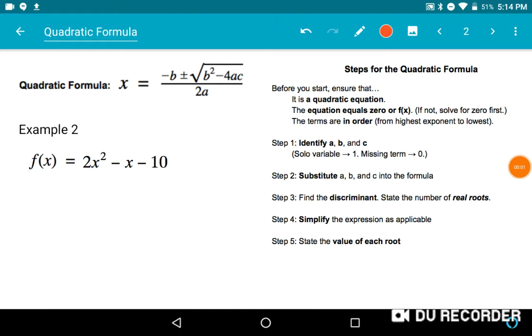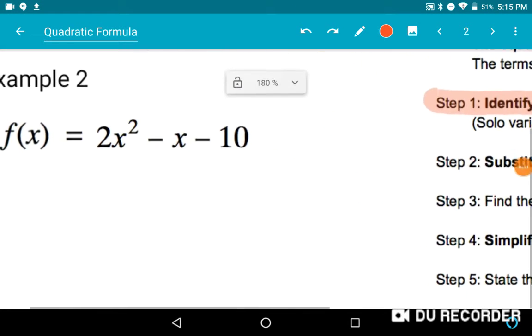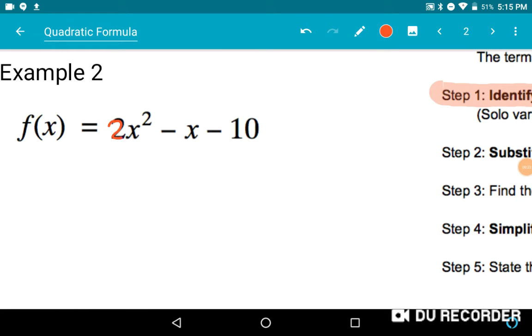Right, so for example 2, it's actually pretty similar to example 1 up until step 4. So I'm going to go a little quicker through those first few steps. Step 1, identify A, B, and C. So A is 2, B is -1, so they didn't write the 1, but I can, and C is -10. A, B, and C are identified.